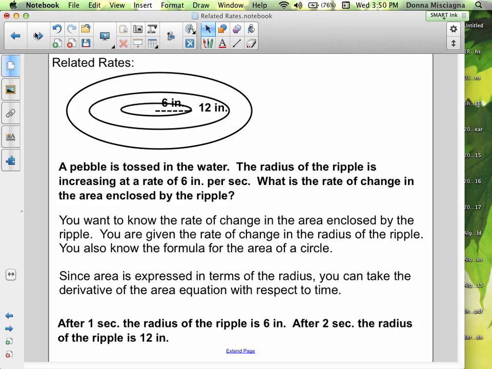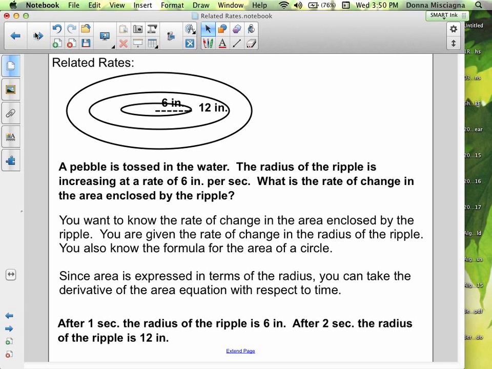All right, so here's our first problem. Okay. So here's my picture. Right? A pebble is tossed in the water. Right? So that's supposed to show the ripples there. Right? So if you throw something in the water, how the ripples spread out, that's what my picture is showing. The radius of the ripple is increasing at a rate of 6 inches per second. What's the rate of change in the area enclosed by the ripple?